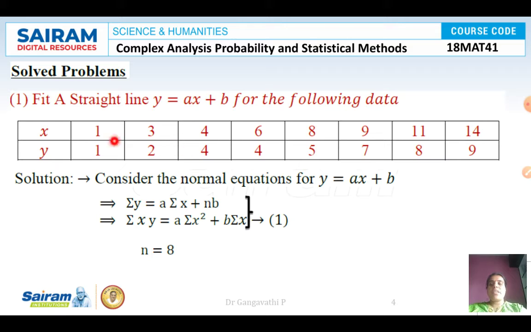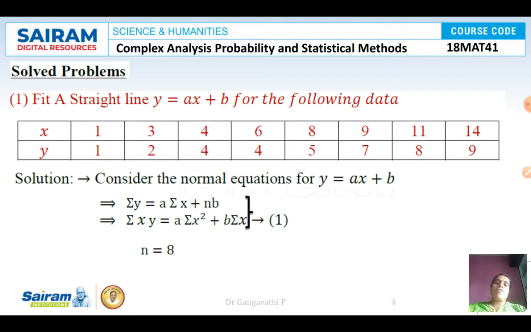The data given here is x. The values of x are 1, 3, 4, 6, 8, 9, 11 and 14. And the corresponding values of y are 1, 2, 4, 4, 5, 7, 8 and 9. So now we have to solve this. So as I told you, the set of data has been given. We have to find the solution. For that, we need to have the normal equations first.